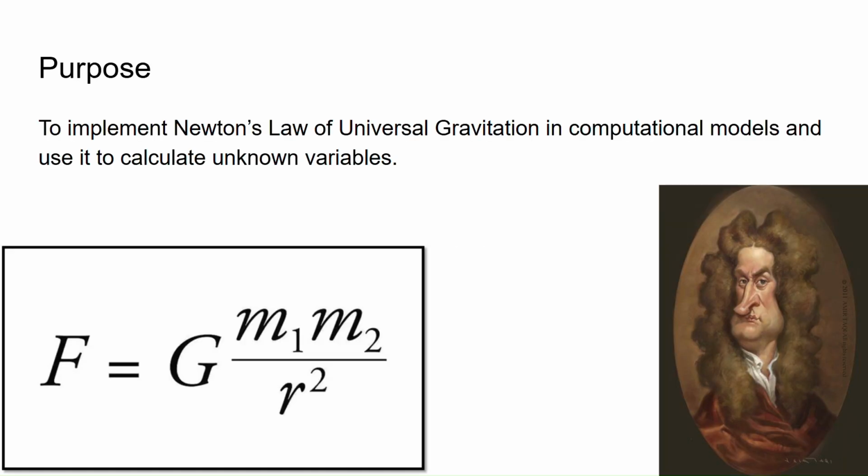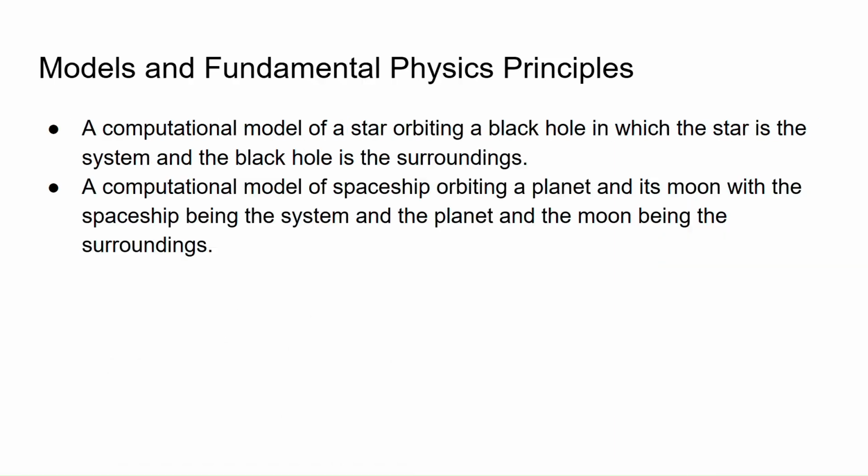Introduction. The purpose of this lab is to implement Newton's law of universal gravitation in computational models and use it to calculate unknown variables. Models and fundamental physics principles used. A computational model of a star orbiting a black hole in which the star is the system and the black hole is the surroundings, and a computational model of a spaceship orbiting a planet and its moon with the spaceship being the system and the planet and the moon being the surroundings.